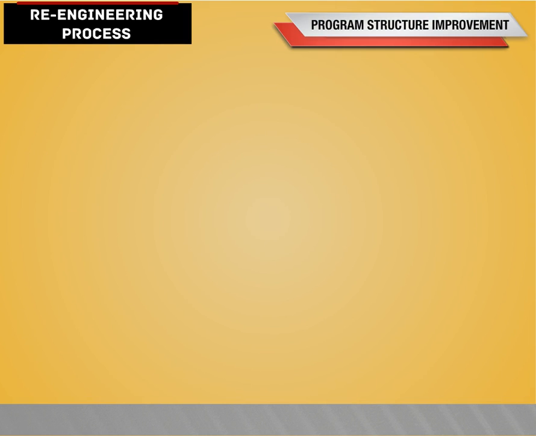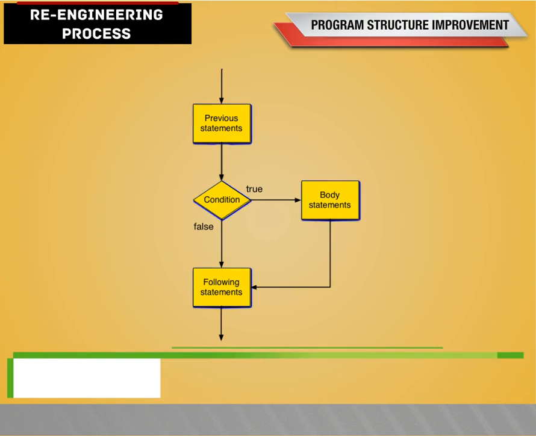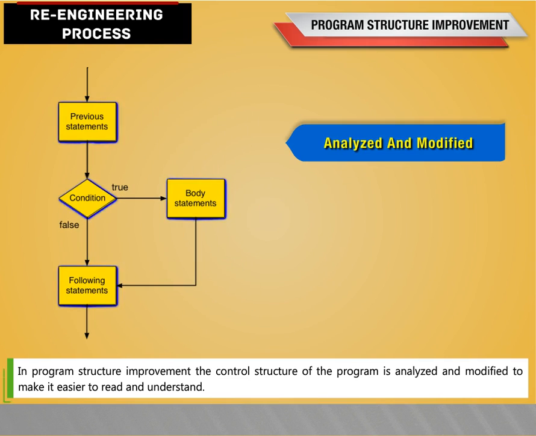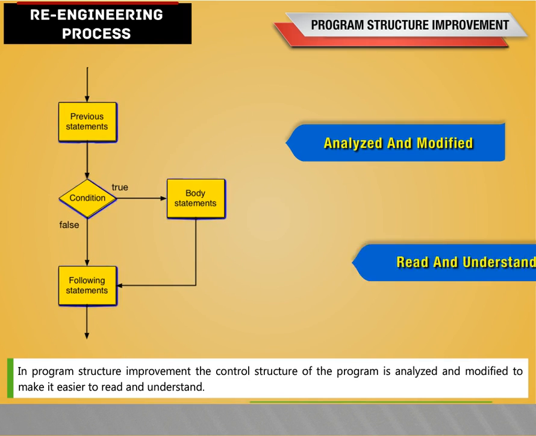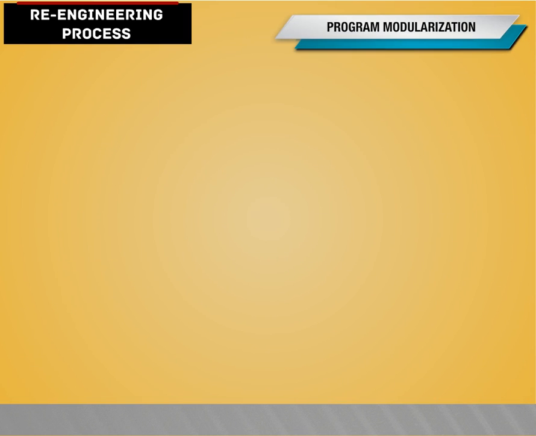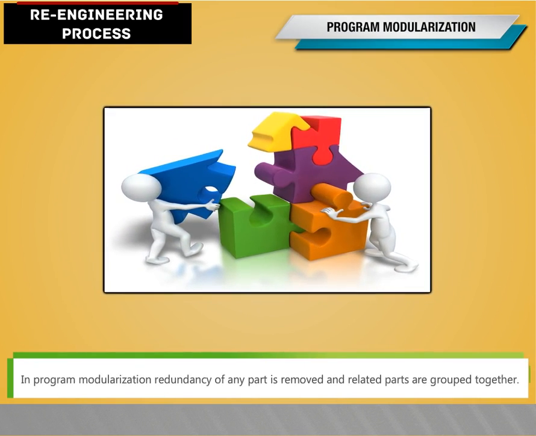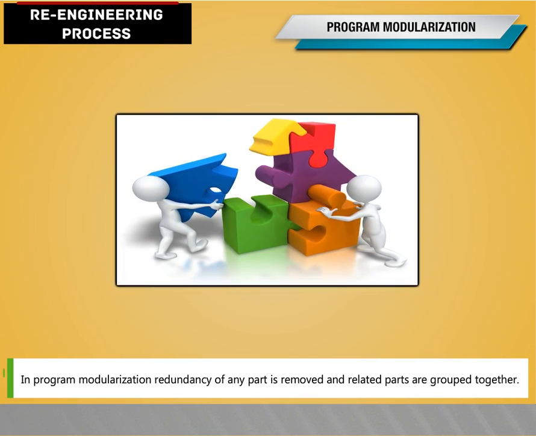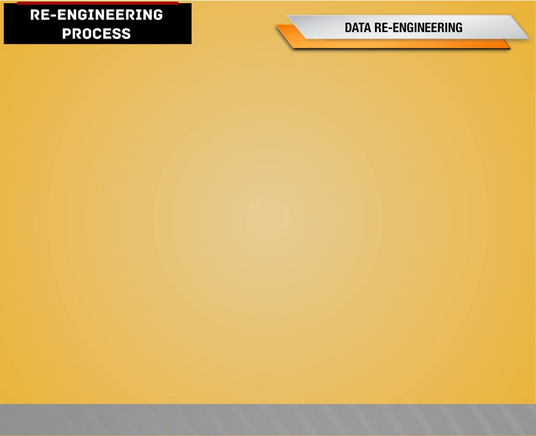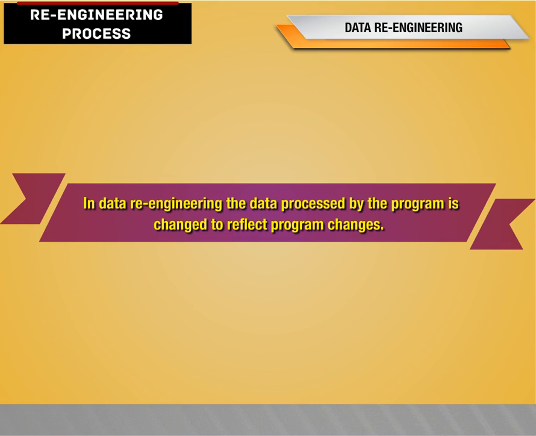Program structure improvement. In program structure improvement, the control structure of the program is analyzed and modified to make it easier to read and understand. Program modularization. In program modularization, redundancy of any part is removed and related parts are grouped together. Data re-engineering. In data re-engineering, the data processed by the program is changed to reflect program changes.